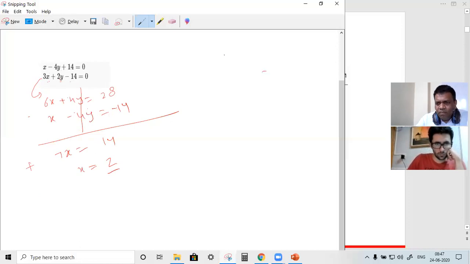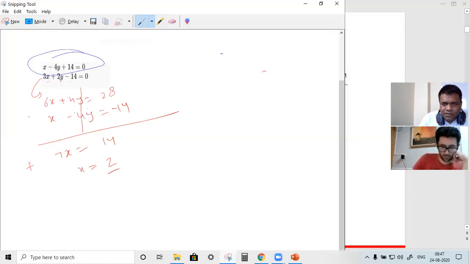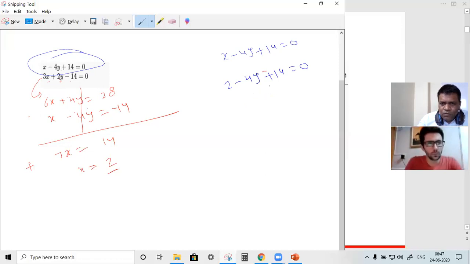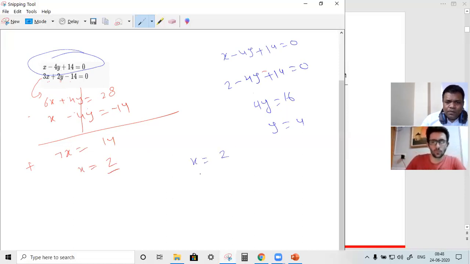Now put this value in one of the equations, you'll get the value of y. Let us say I put here x minus 4y plus 14 is equal to 0. Put x is equal to 2. So 2 minus 4y plus 14 is equal to 0. I think I'm getting y is equal to, 4y is equal to 16. So y is equal to 4. I got x is equal to 2 and y is equal to 4.